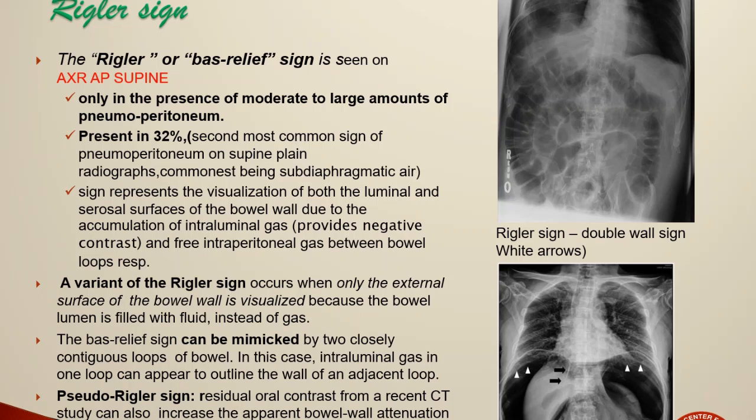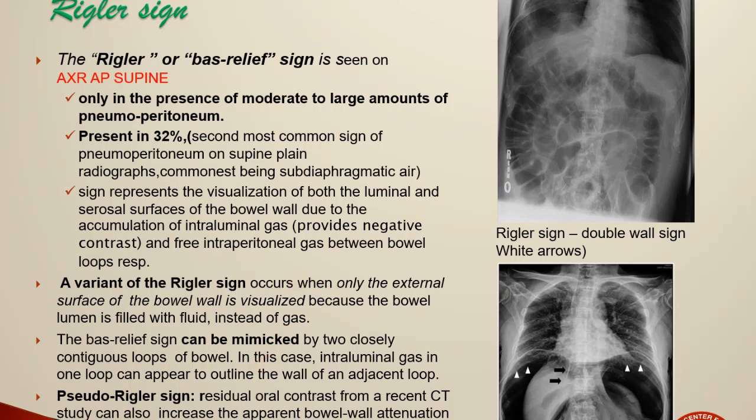And this has to be seen only when you have moderate to large amounts of pneumoperitoneum. Seen in 32%, and what is important is this is the second most common sign secondary to gas under the right dome of the diaphragm. And it represents what I said earlier, the luminal and the serosal surface of the bowel wall. And how do you see the inner surface? Because there's air trapped inside the lumen. So it shows the inner surface, and there's air trapped inside the parietal peritoneum or the peritoneal cavity, which gives rise to the opacification of the outside. So you have a visualization of both the outside and the inside.